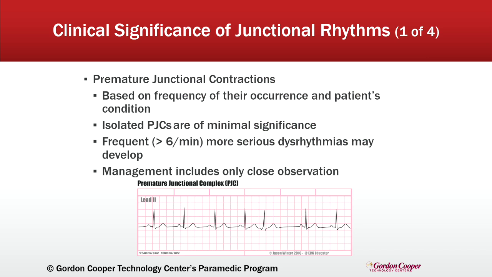Now let's talk about some clinical significances. So when we talk about these junctional rhythms, let's talk about PJCs first. Now all this depends on how often they occur and the patient's overall condition. So isolated PJCs are typically of minimal significance, meaning they aren't usually a cause for concern on their own. However, when PJCs occur frequently, meaning more than 6 a minute, there's an increased risk that more serious dysrhythmias could develop. So in these cases, management generally involves just some close observation. That's about it.